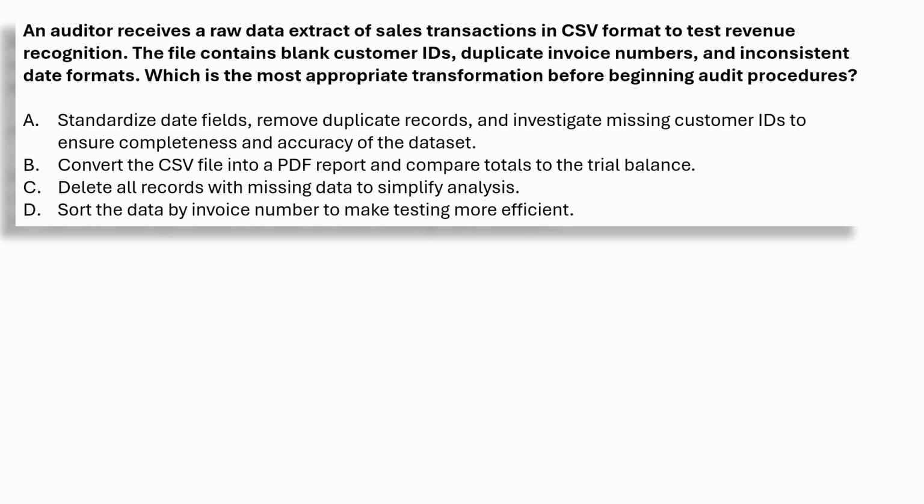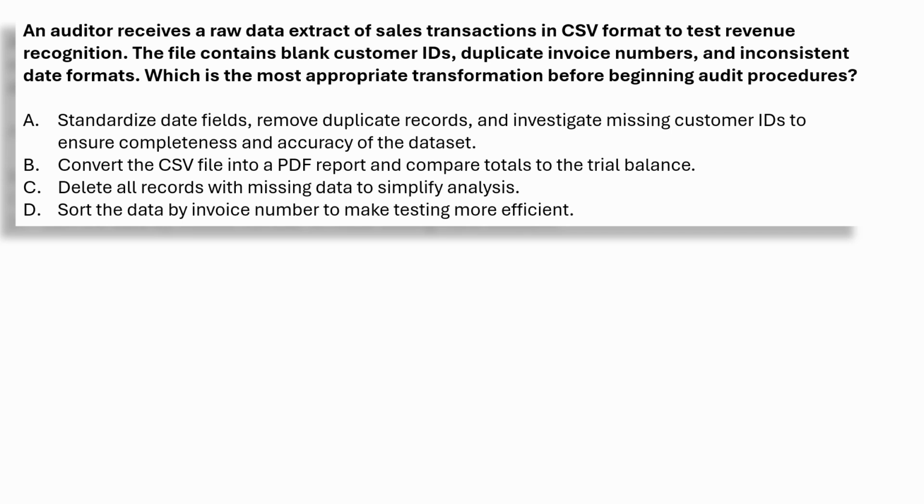Let's break it down. Option A says, standardize date fields, remove duplicate records, and investigate missing customer IDs to ensure completeness and accuracy of the dataset. Yes, that's exactly what we mean by proper data transformation, cleaning the data so that it's reliable for testing. If you don't do this, you'll be auditing garbage data, and garbage in always equals garbage out.